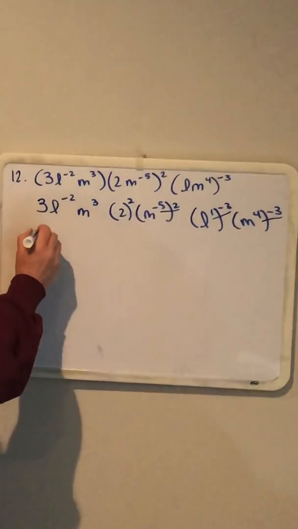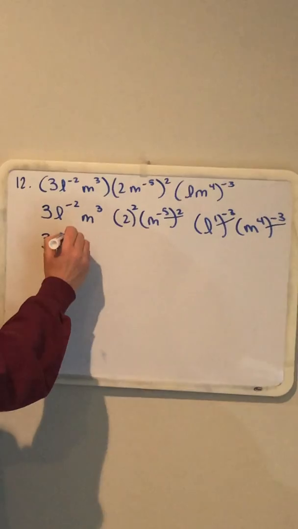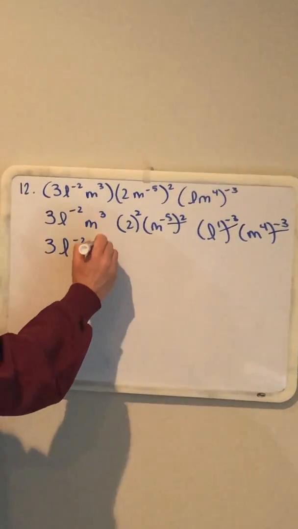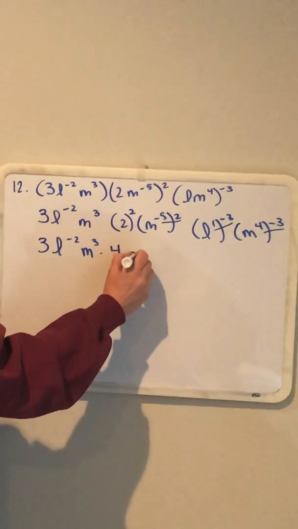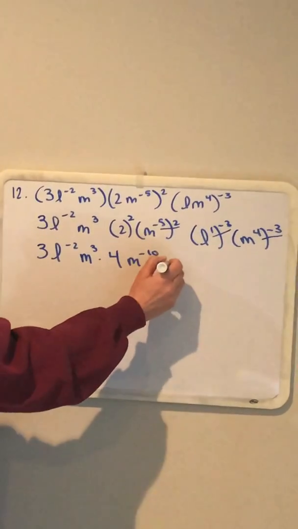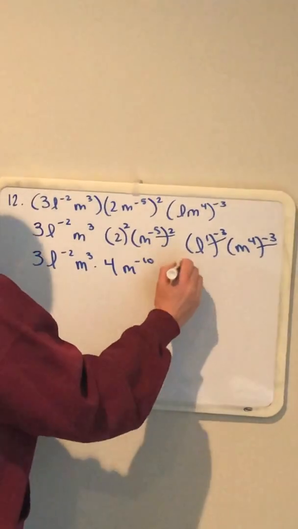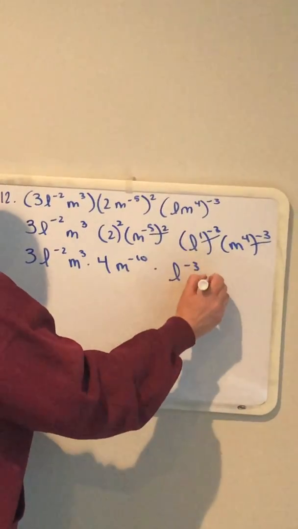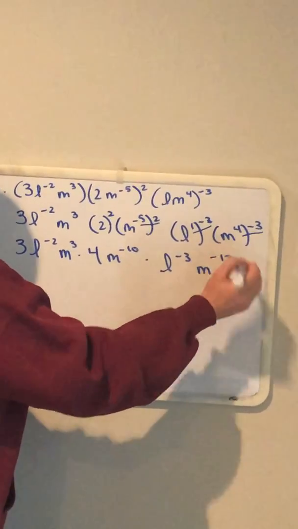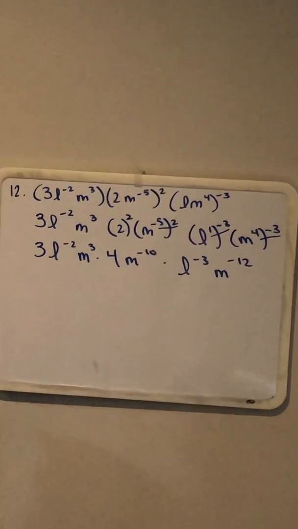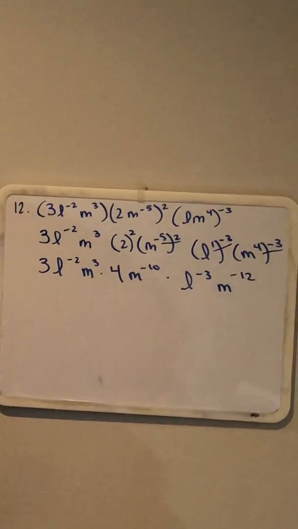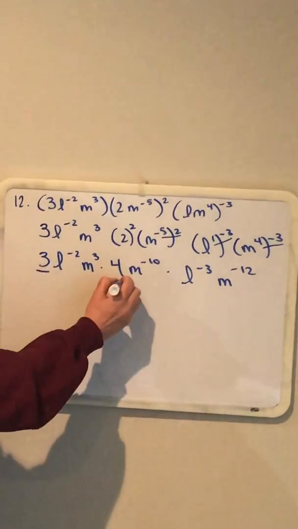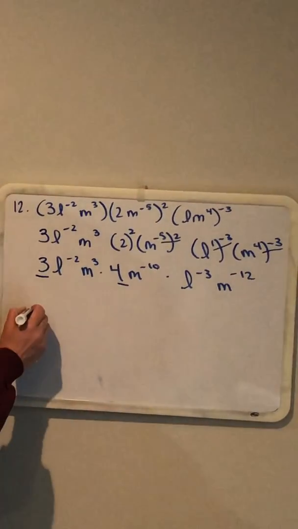So now we have 3 L to the negative second, M to the third, times 4 M to the negative 10th, times L to the negative third, M to the negative 12th. Now it's just a big giant multiplication problem. So I see the coefficients 3 and 4. They multiply to make 12.